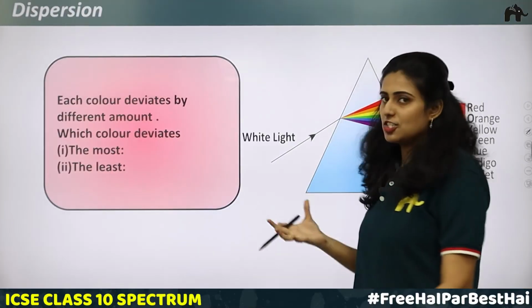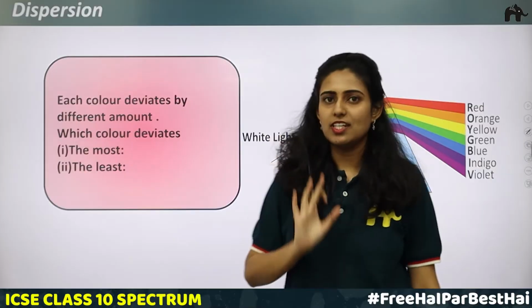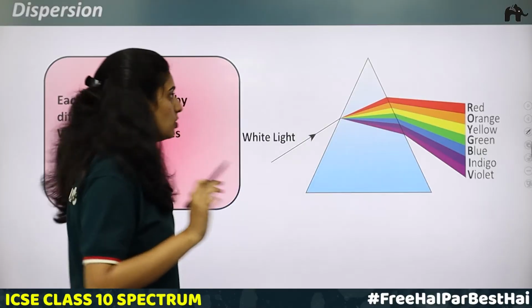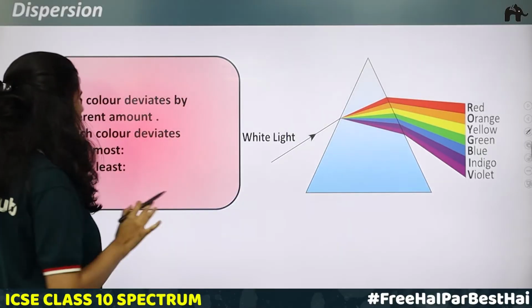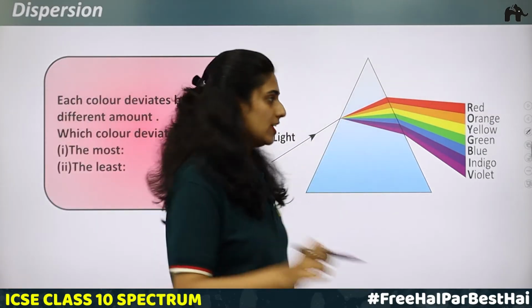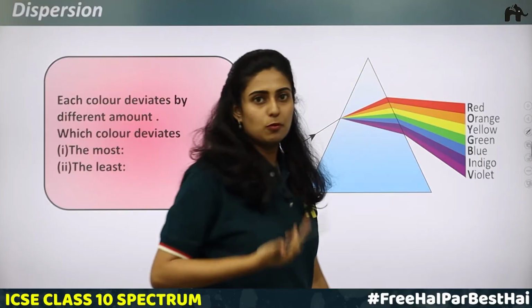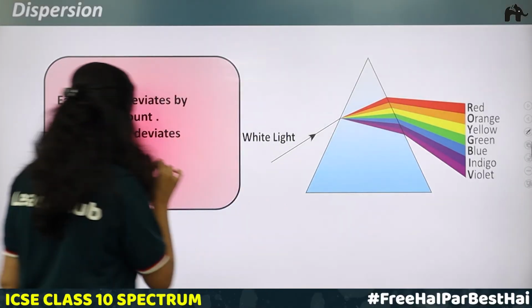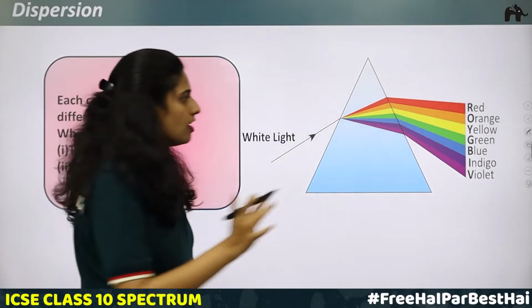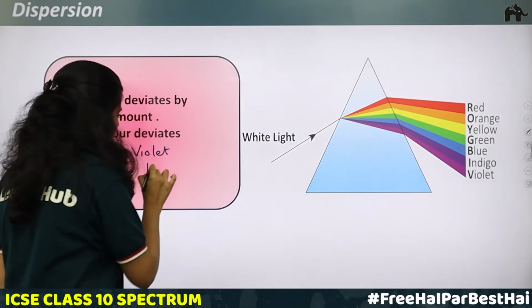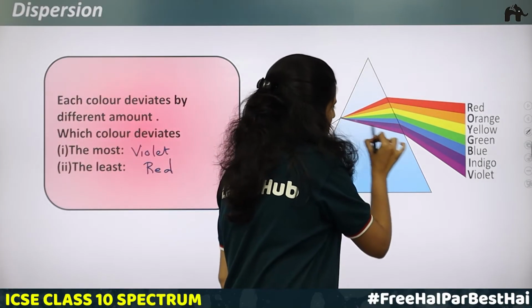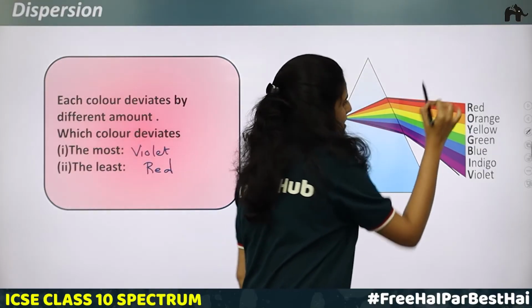So we have understood dispersion. What is dispersion? Now I have a question. Here you can see different colors deviate at different angles. So you can see that each color deviates by a different amount. Which color deviates the most? Just look at this picture. You can see violet light bends the most, which means violet light deviates the most. The least deviation is for red light. Red light deviates the least. Here less bending is happening, but in case of violet, the maximum bending is happening.